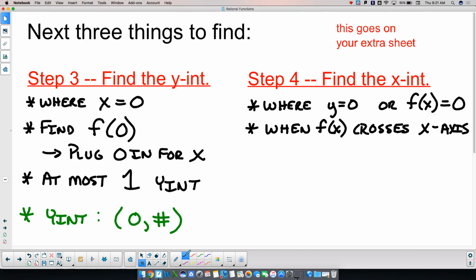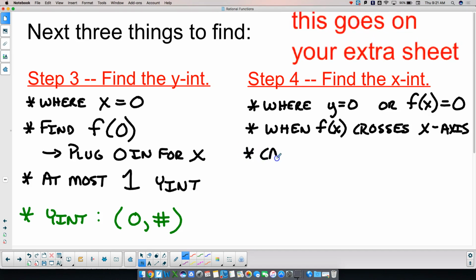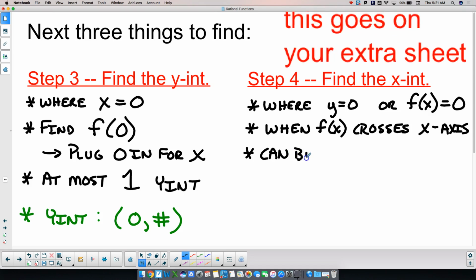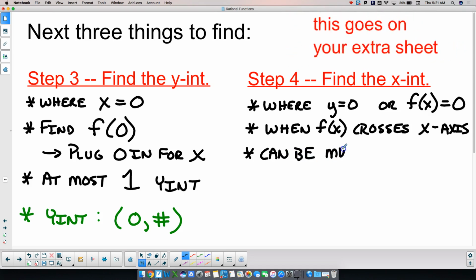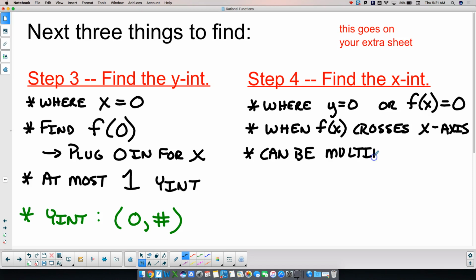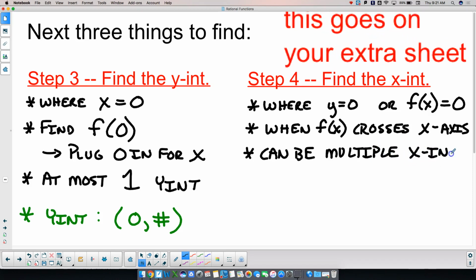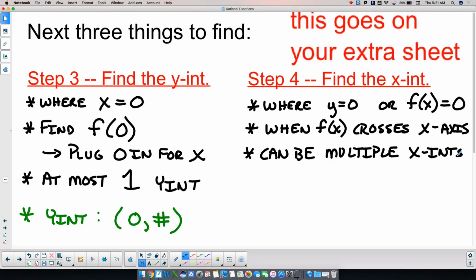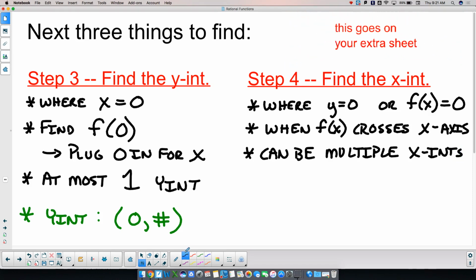There can be multiple x-intercepts. There can be multiple ones.